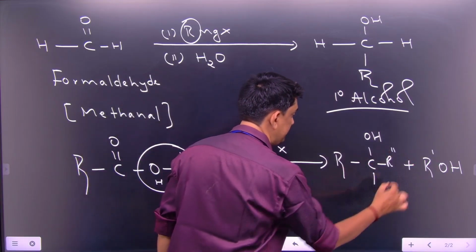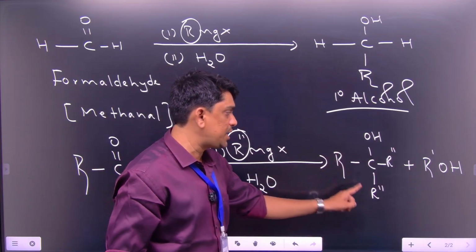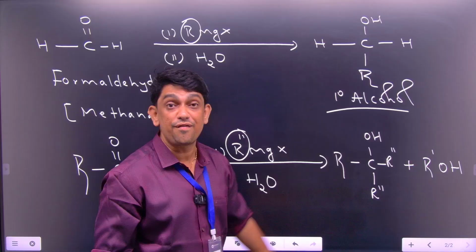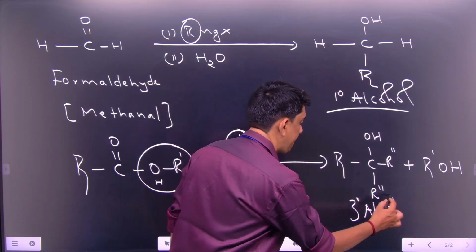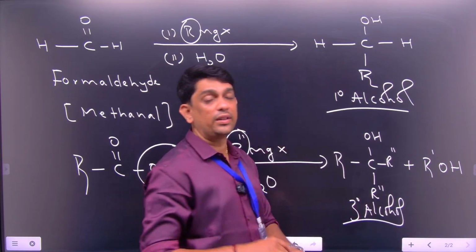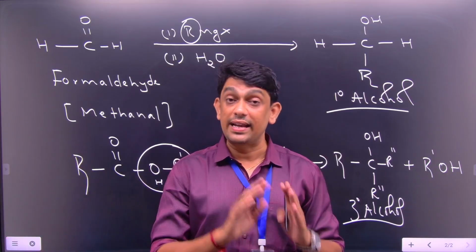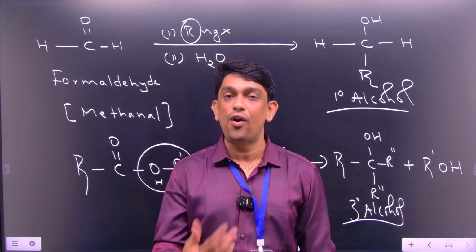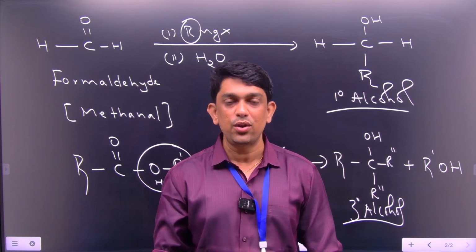So, let me write. And look at the nature of this carbon: it is a tertiary carbon, and the nature of the alcohol is tertiary alcohol. So this is how for the carbonyl compounds, even for ester, for the reaction with Grignard reagent followed by hydrolysis, we can predict the product easily by using a trick.